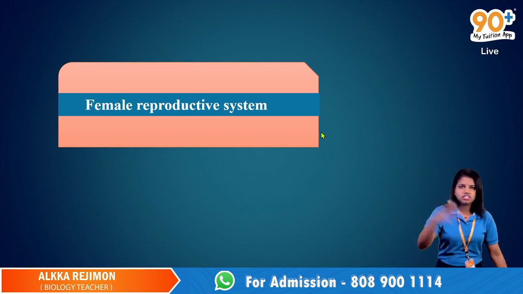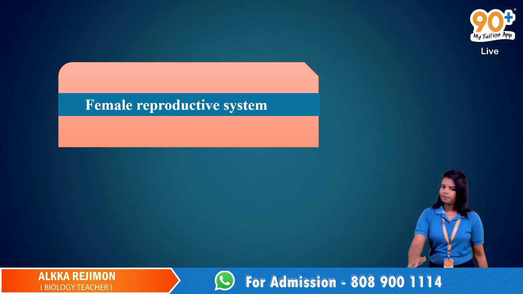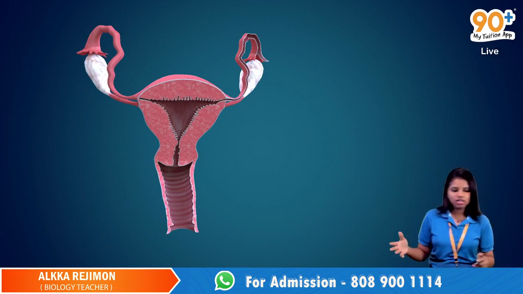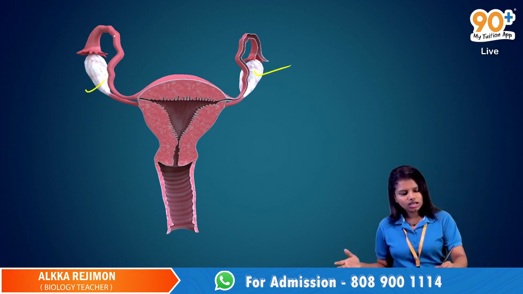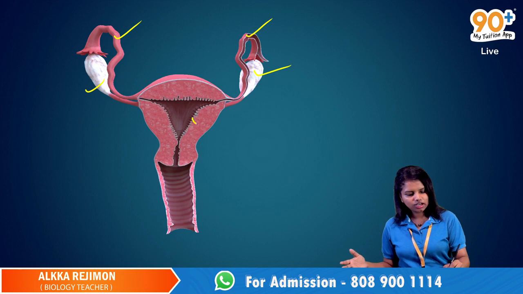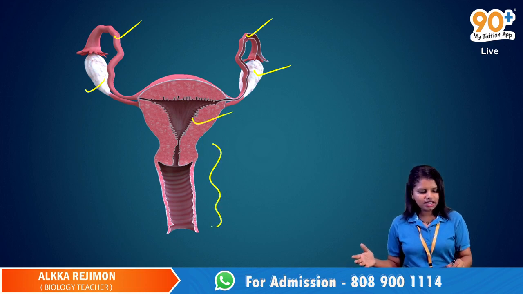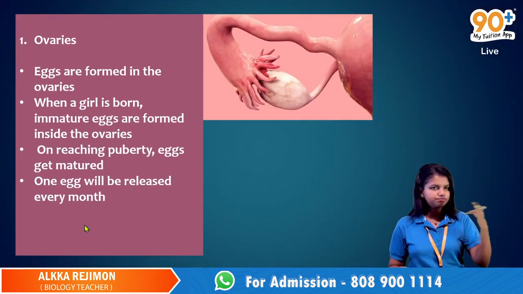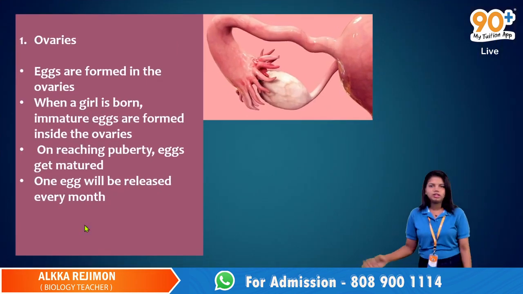And next is the female reproductive system, and let's quickly see the female reproductive system. This is how it looks like. There is a pair of ovaries, a pair of oviduct, a uterus, a birth canal, vagina. These are the structures which create the female reproductive system.